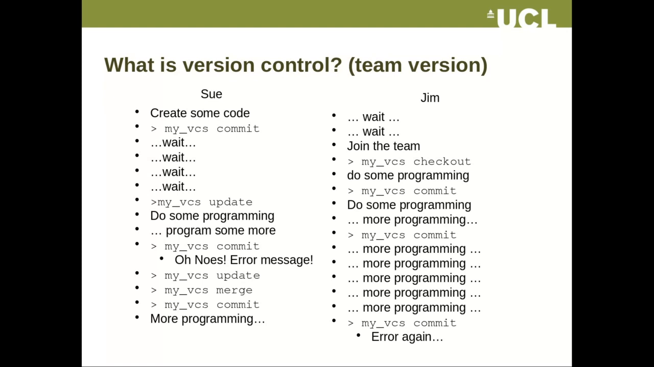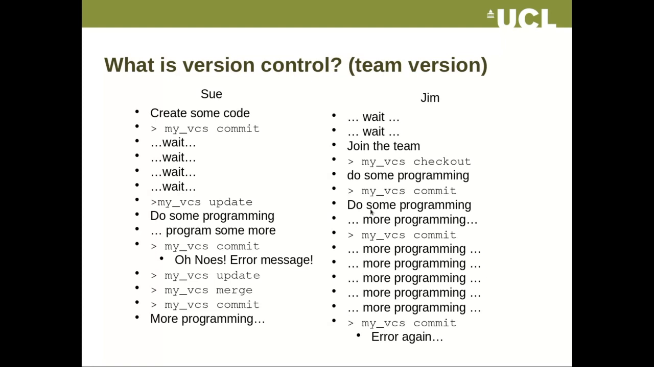If you're working in a team, as we have set up here, in a very simple system, Sue creates some code, she then commits it. Meanwhile, Jim is waiting, not doing anything. He then joins the team and checks out what code has been committed to the system already. He then does some programming and commits his changes into the system. At this stage, Sue then does an update here and obtains the updated version of the code.